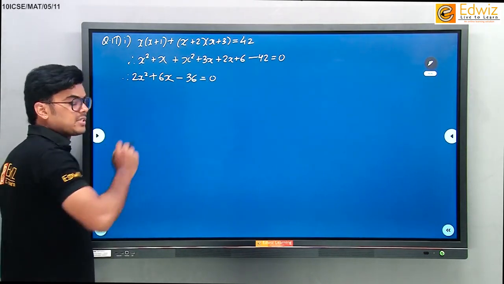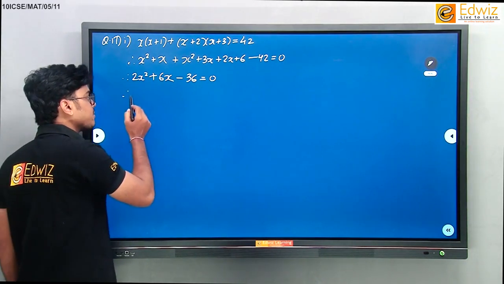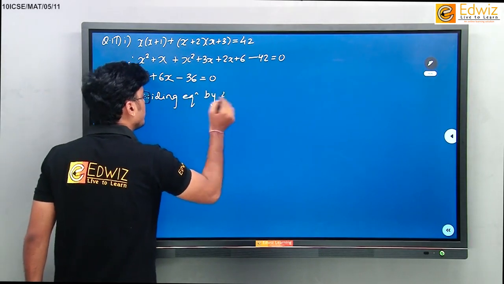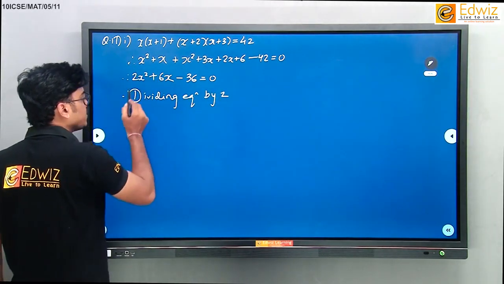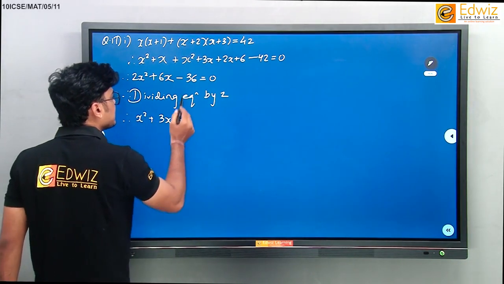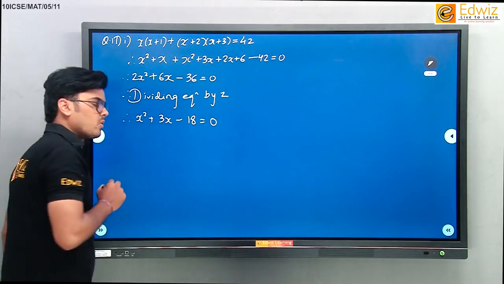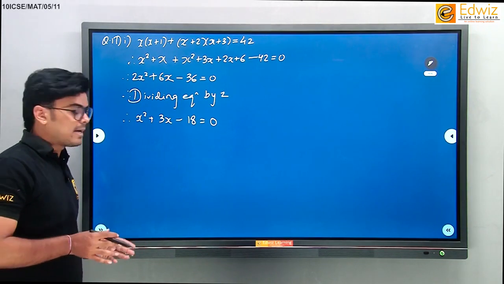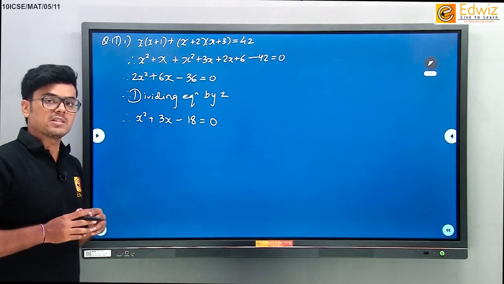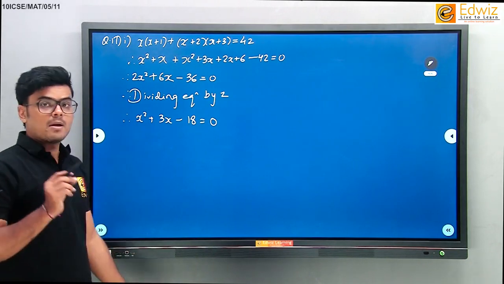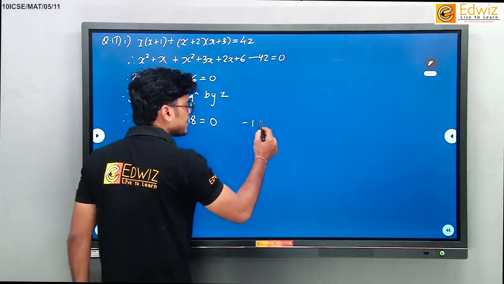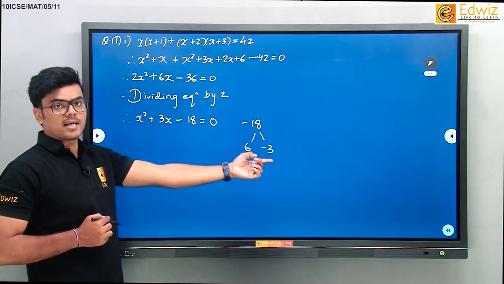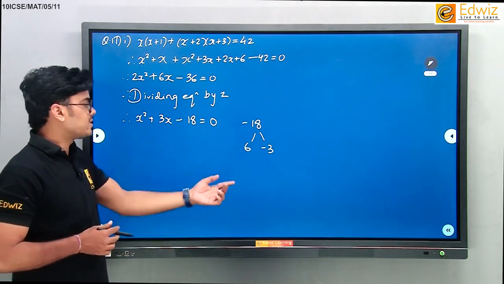You can see the entire equation is divisible by 2. Let us divide the equation by 2. Dividing equation by 2. What will now the equation become? X square plus 3x minus 18 equal to 0. Okay, a very simple equation. So we need to find factors of minus 18 such that the difference between the factors should be positive 3. Okay, the difference should be positive 3. So the factors of minus 18 are 6 and minus 3. Correct? 6 3s are 18, negative 3 will give minus 18 and the difference is positive 3.